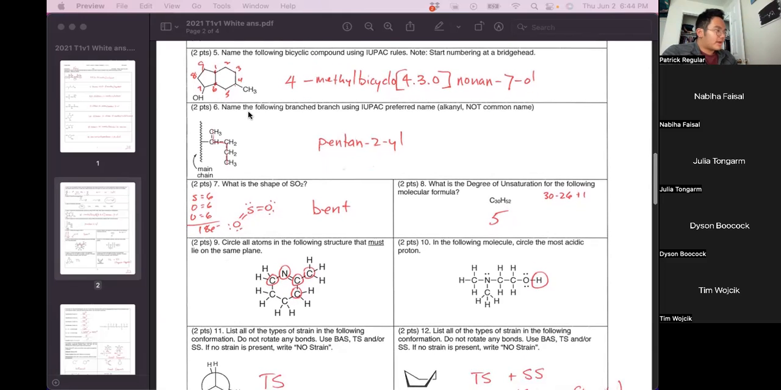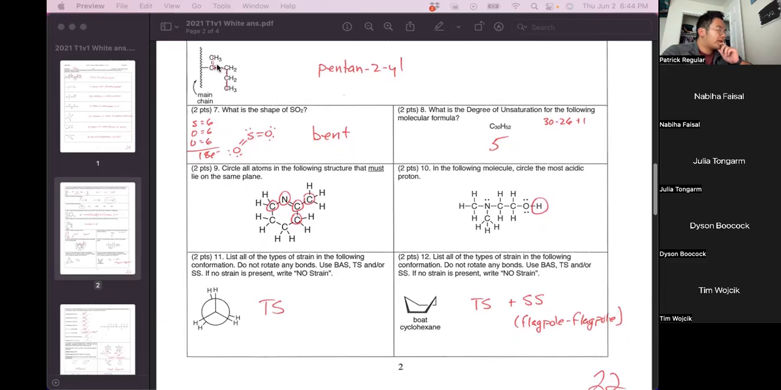For this bicyclic compound, again, you have to number it starting from a bridgehead carbon. You have to count around the largest ring first before you count the smaller ring. So O has to be either 7 or 9. You have to go in the direction that gives the OH a 7. Pentane-2-yl, we have a pentane. We just add an -yl for the pentyl and it's connected to the second carbon.